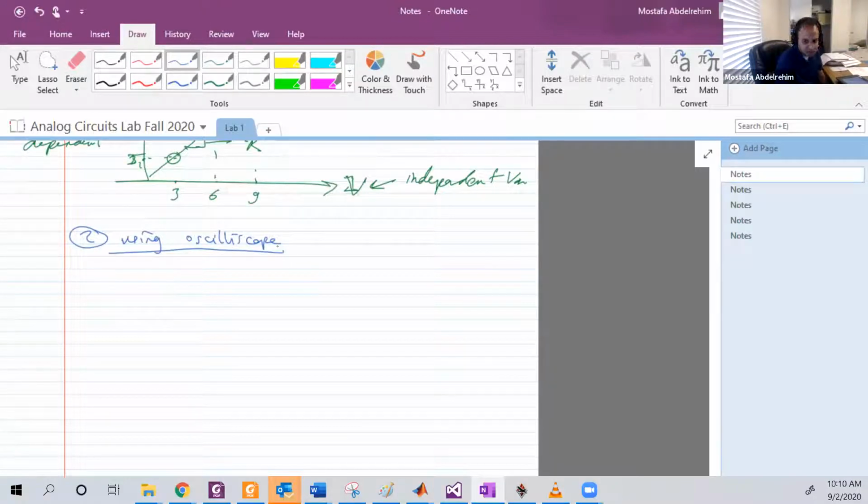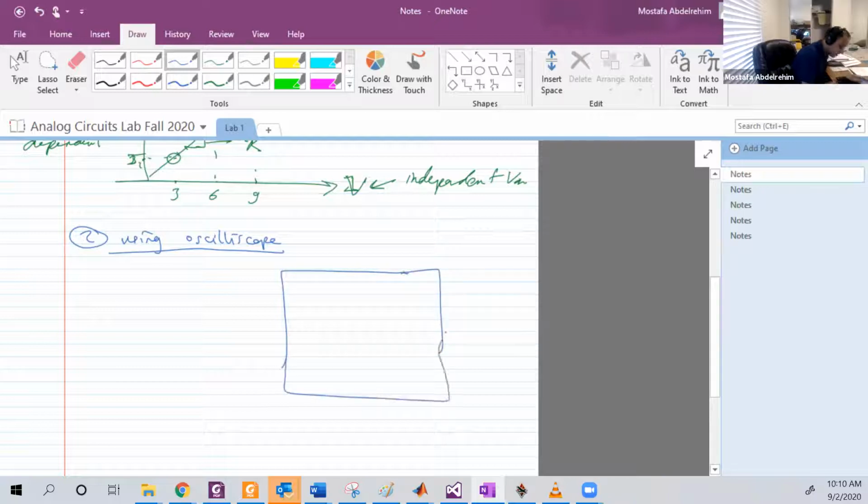You should have already experimented with it in the circuit theory course. Anyway, if you don't know it, I will show it in our lab today. In that case, we're going to show the oscilloscope, something like this, that has a screen and some controls. So we're going to show this.